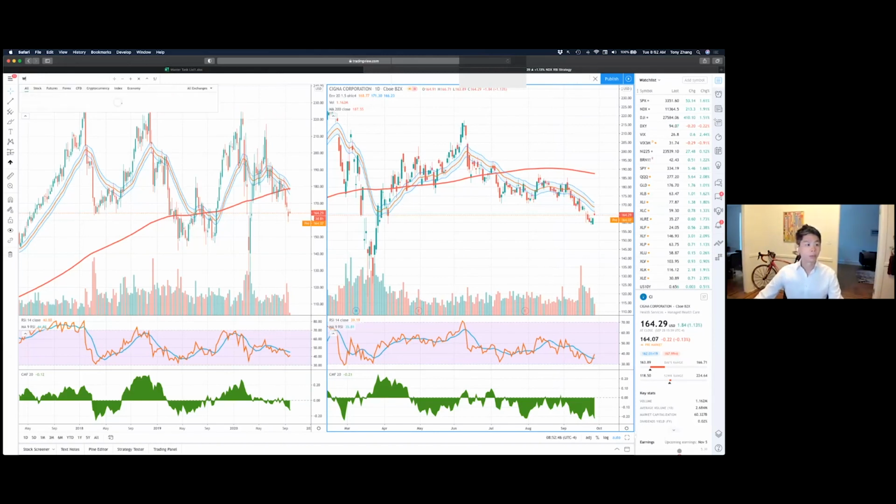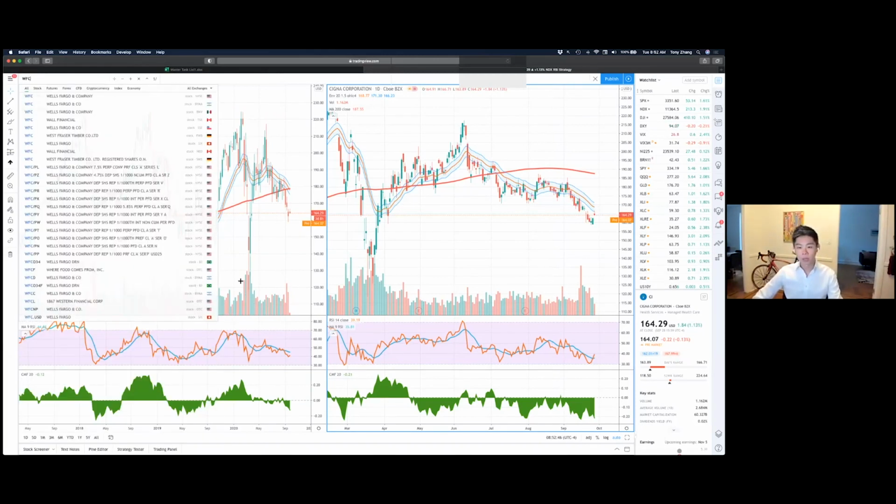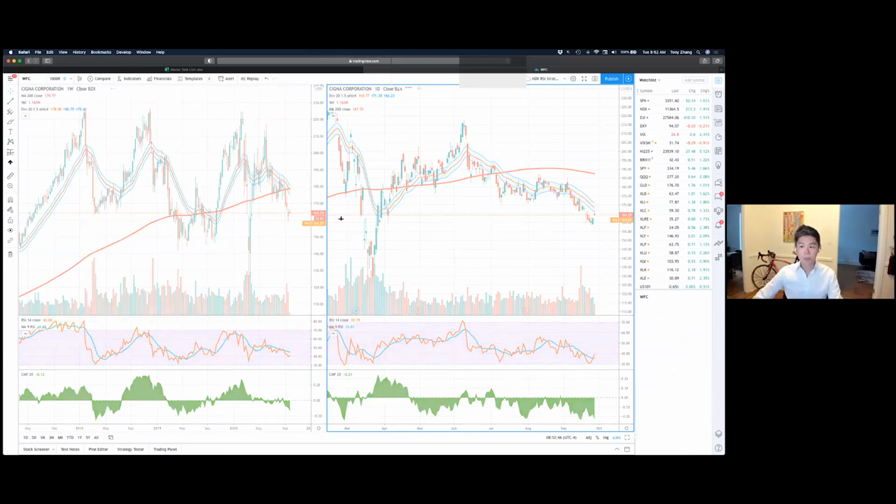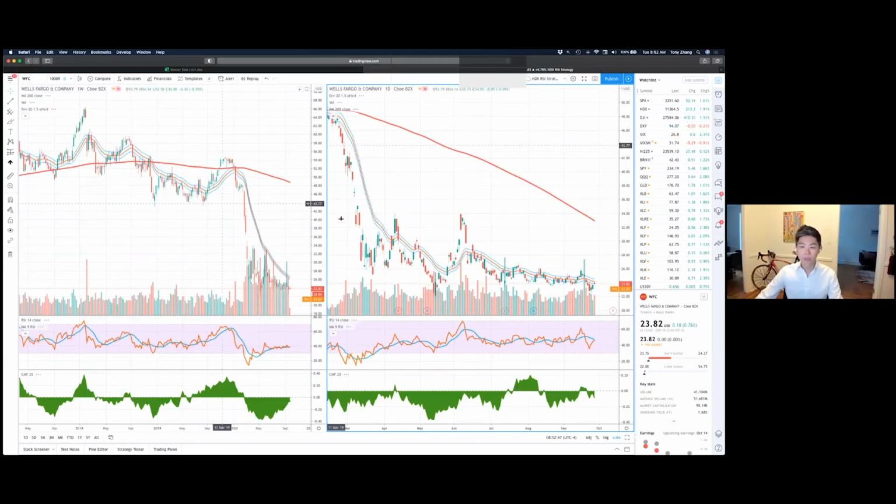Christian, what do you see in WFC? So Wells Fargo, definitely the weakest out of all of the banks. So at the moment, XLF doesn't look particularly strong, but we continue to see this very slow rotation into XLF.